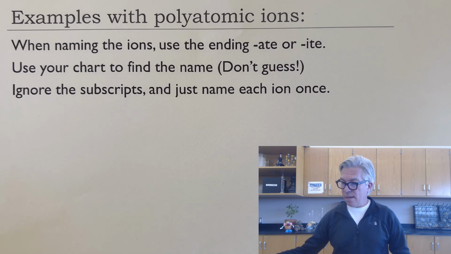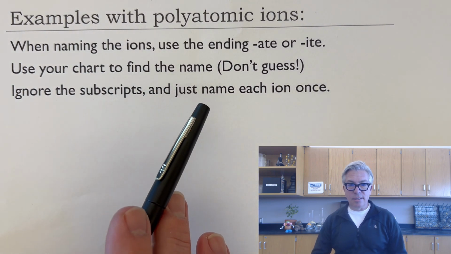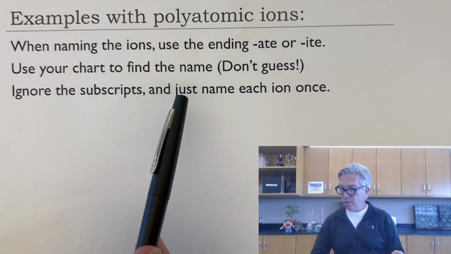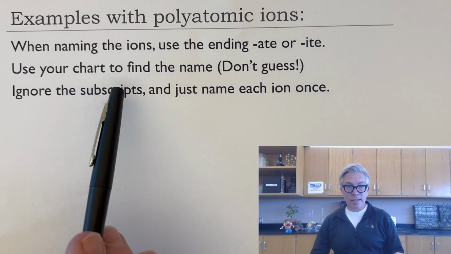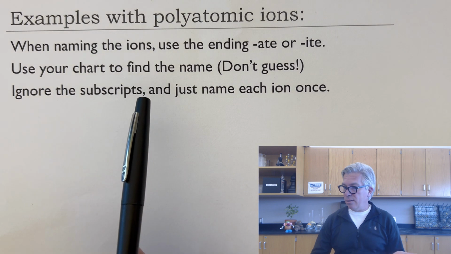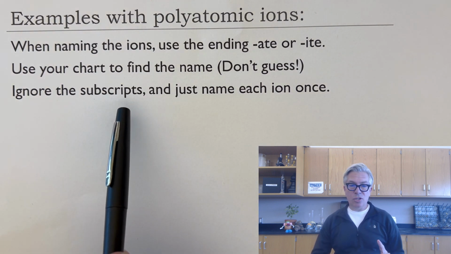I always tell my students they don't have to memorize them. But here are the instructions. When naming the ions, use the ending "ate" or "ite." That's different from the binary ionic compounds that end in "ide." So we're looking for "ates" or "ites." Use your charts to find the name. Don't guess at it. Just find the formula and there should be a name next to it. Ignore the subscripts and just name each ion once.